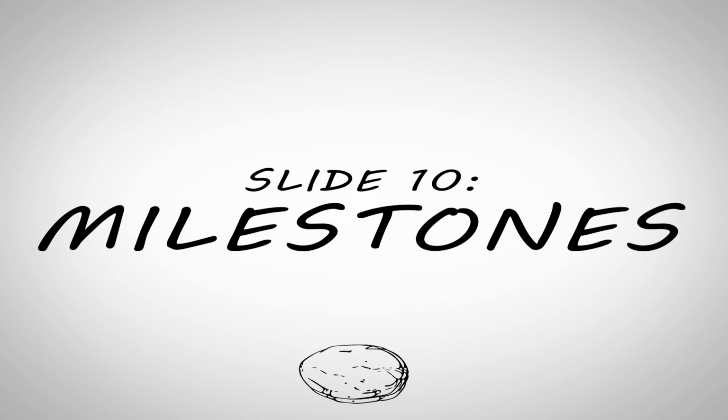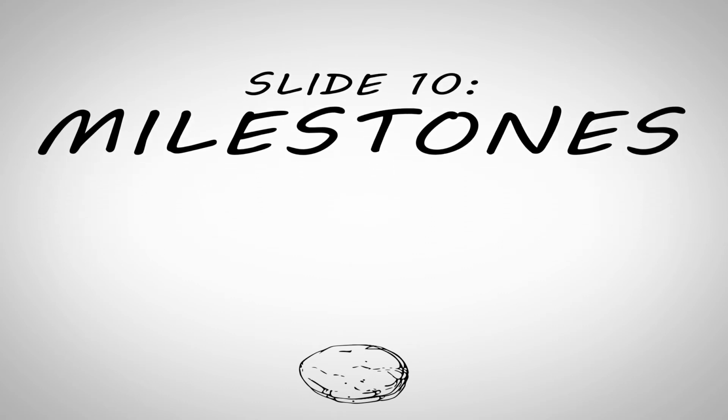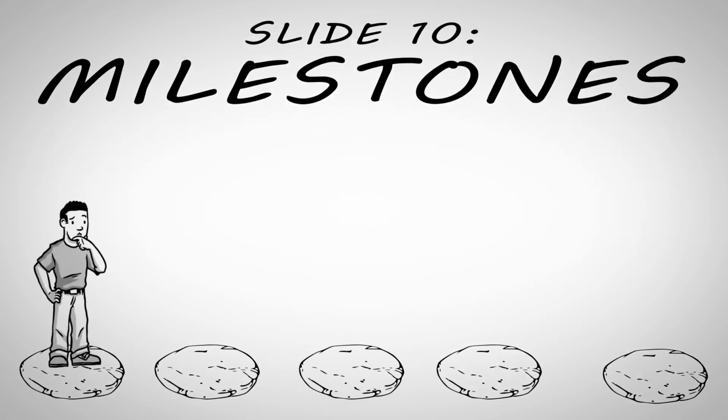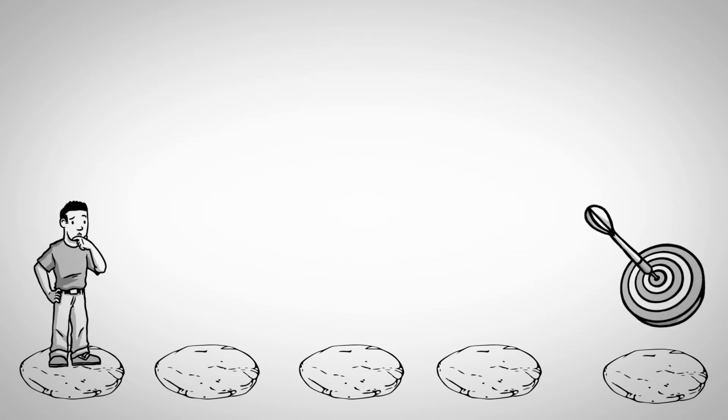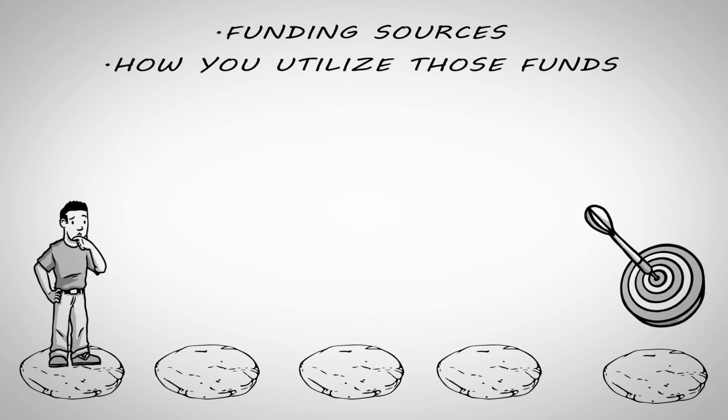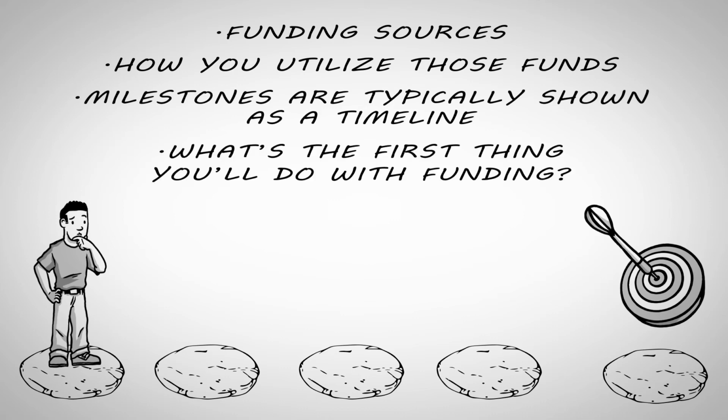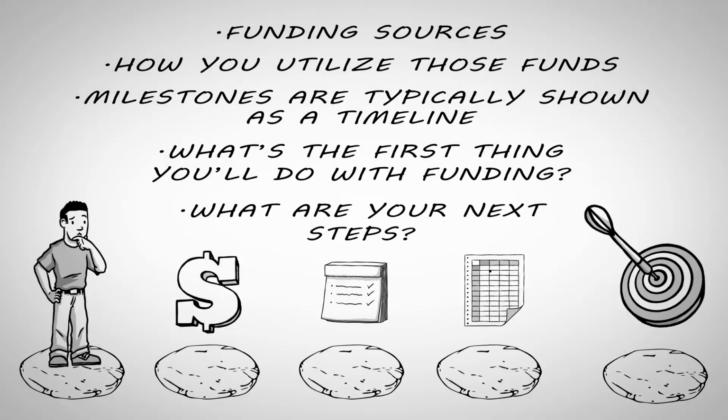Slide 10, milestones. Milestones are the measurable steps you're going to take to achieve your goals. Incorporate information about sources of funds and how you're going to use those funds. Milestones are typically displayed as a timeline. What will be the first thing you do once you get funding? What are your next major steps?